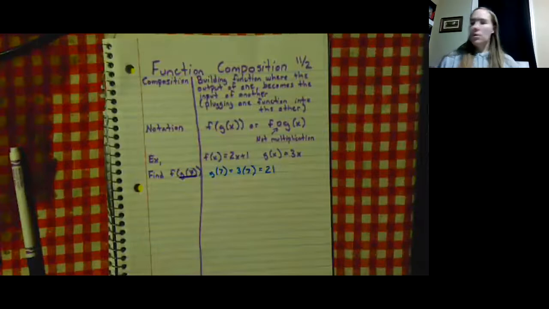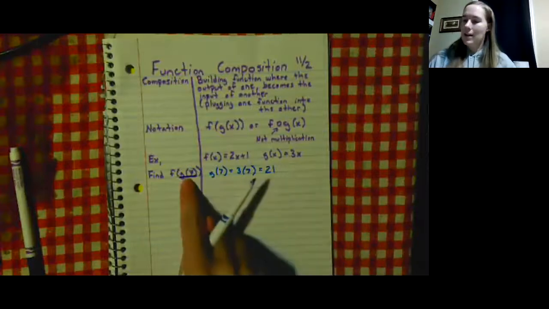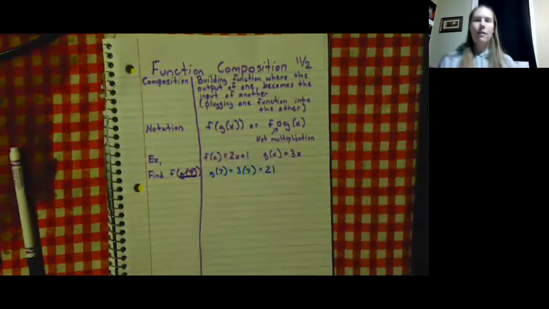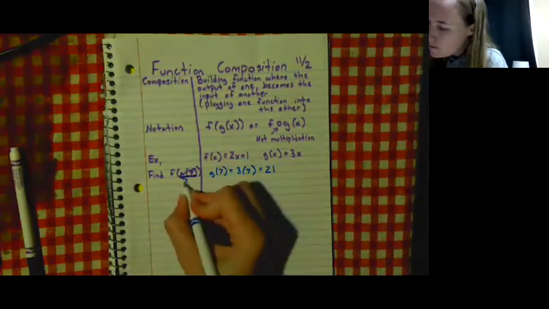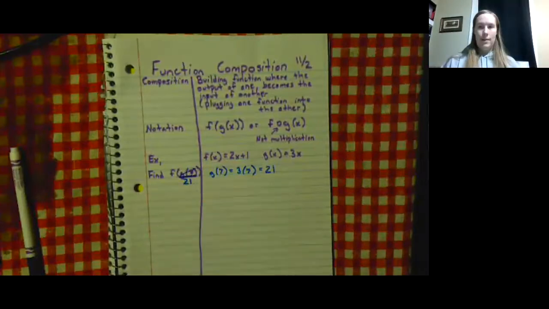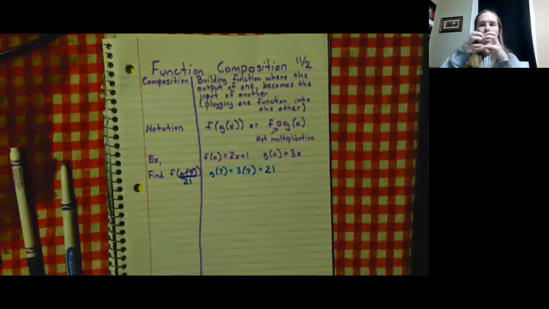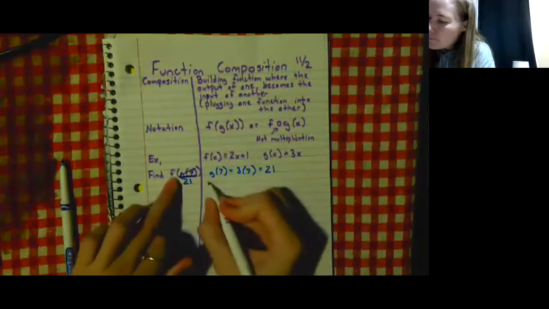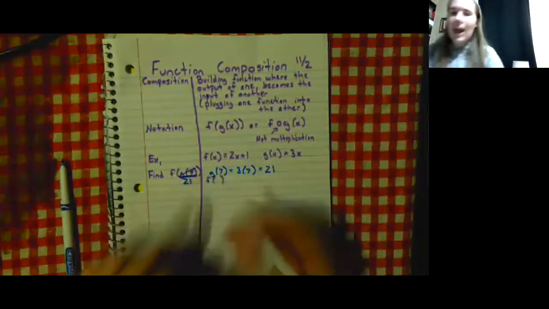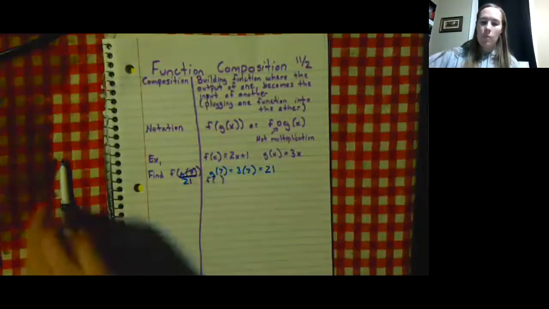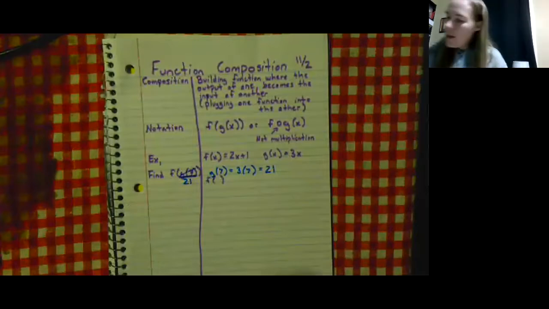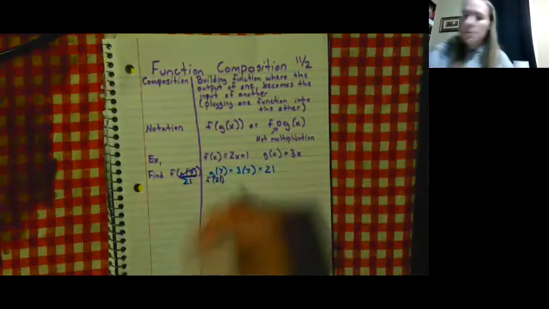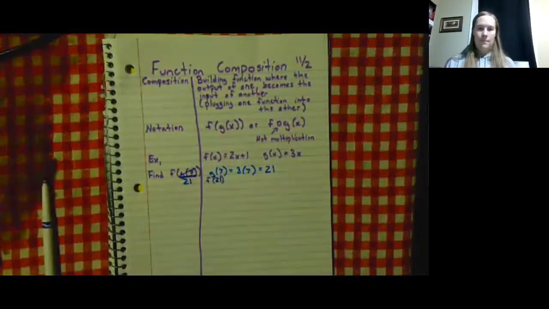Now we know what the inside is. I don't care about that anymore. I'm going to replace it with 21. So I'm starting on the inside and then going to the outside. So I have this f, but instead of it being f of g of 7, it's f of 21.